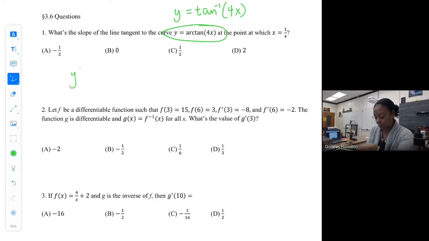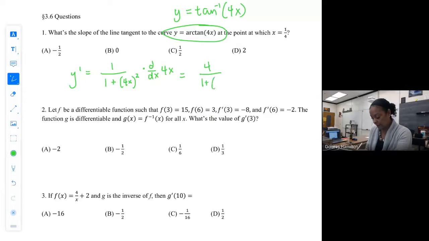What would y prime be? That would be 1 over 1 plus x squared. But oh, it's not just x. It's inverse tan of 4x. So this is chain rule. So it would look like this: 1 over 1 plus (4x) quantity squared, times the derivative of that inner function, which is the derivative of 4x. So let's just clean that up because I know that that's 4. And so we've got this, folks.